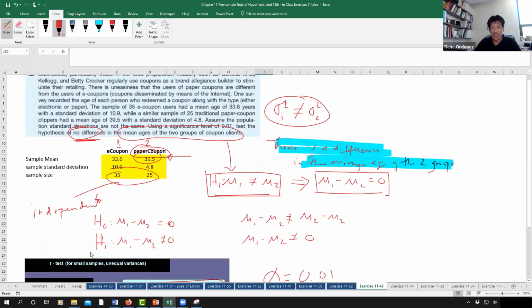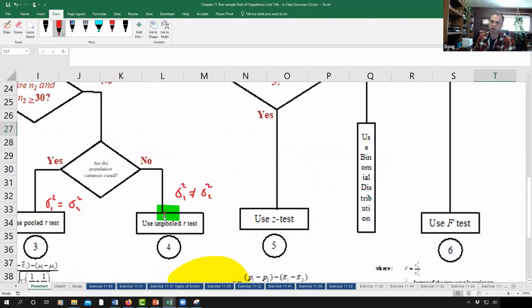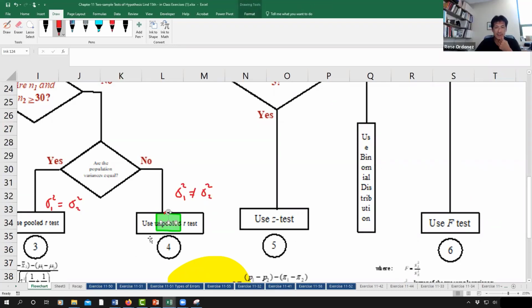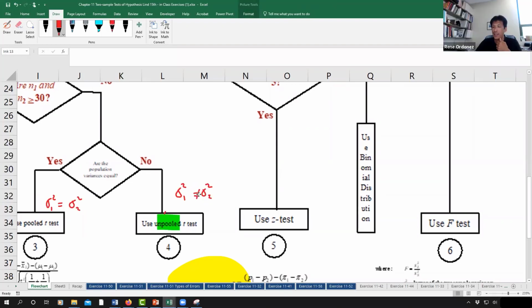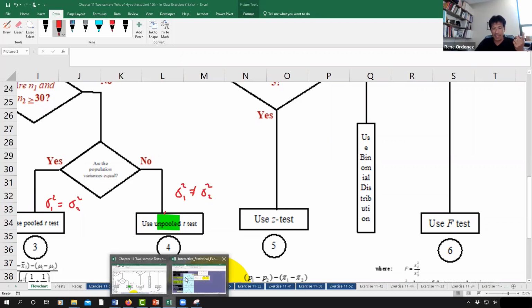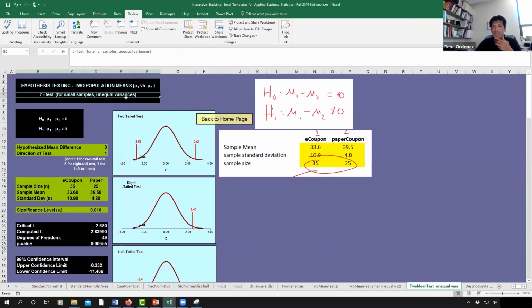Are you referring to the title of the template, Doug? Like, for example, this one here? Yeah, so when it says on the flow chart to use the unpooled t-test, but on the template it says small sample, unequal variances. Yeah, that's why I had to include this here. Because this is really the key that tells you, in terms of using the template, which one to use.